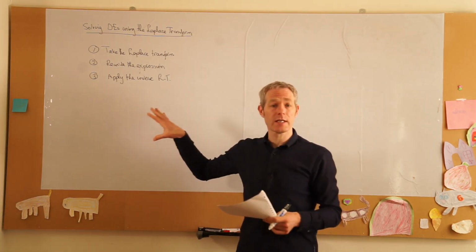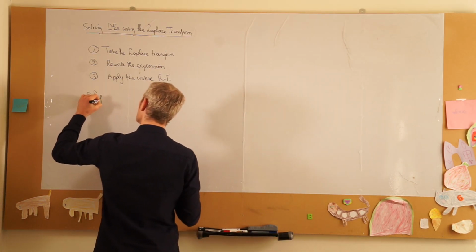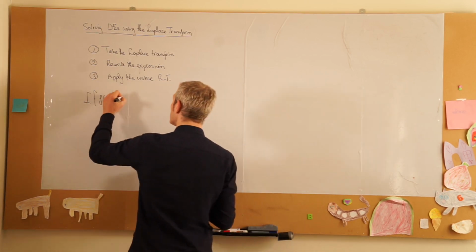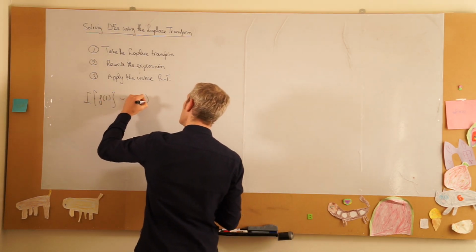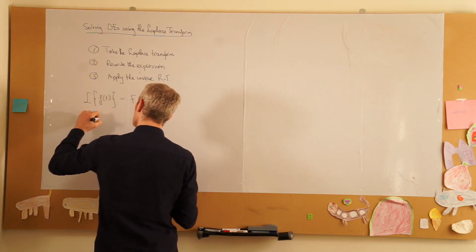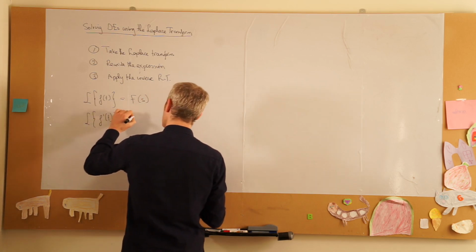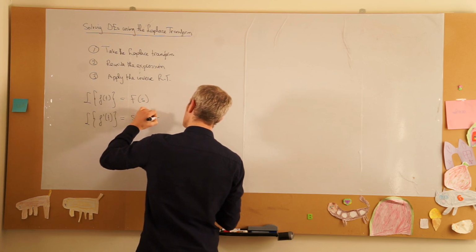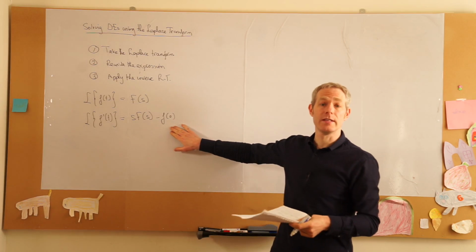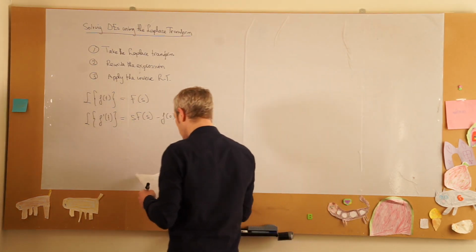So just to get started, some notation. Let's say we have a function f, and f will be a function of time. If we take the Laplace transform, we get capital F of s. The Laplace transform of the first derivative of f is s times F(s) minus f of 0, where this is one of the initial conditions of the differential equation.